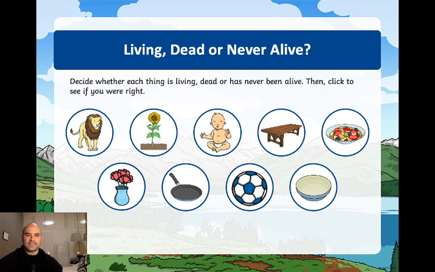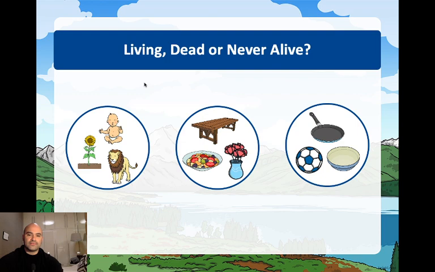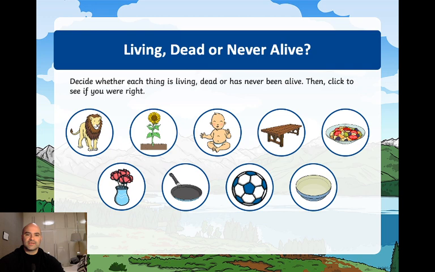Decide whether each thing is living, dead, or has never been alive. Then click to see if you were right. Alrighty. So this lion, okay, has a lion been living, guys? Of course, you guys know it's been living, and a sunflower has been living as well. Sunflower needs soil to grow, needs oxygen to grow. A baby is not living. I'm just kidding. A baby is definitely living. I hope you knew I was joking, because the baby needs to live. The baby definitely is alive.